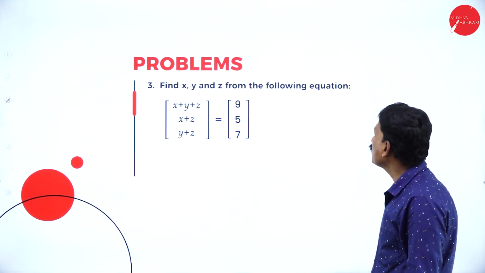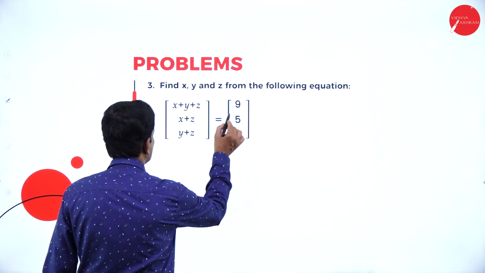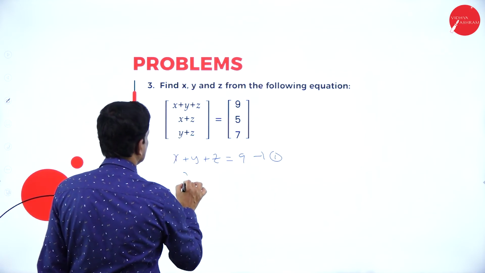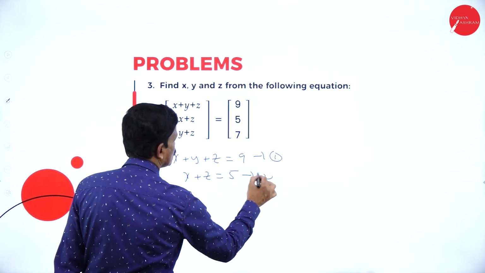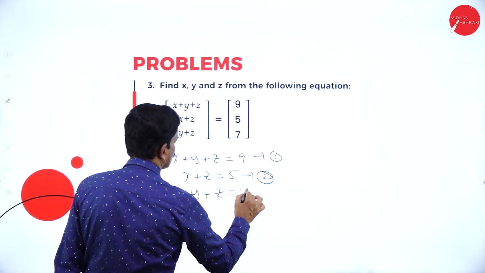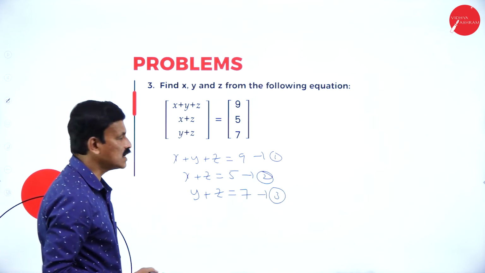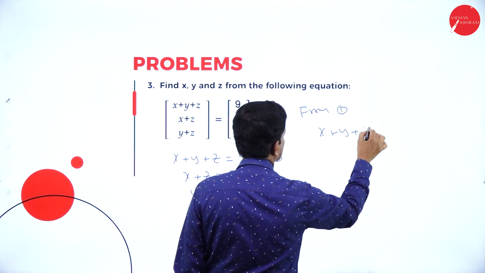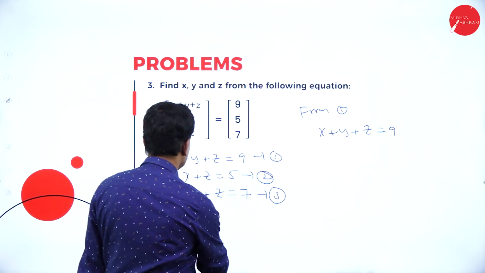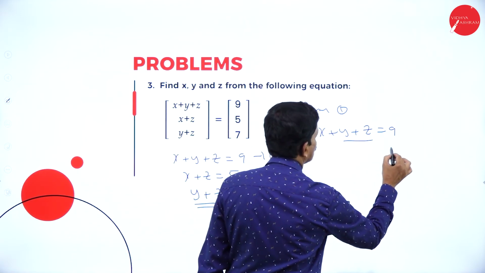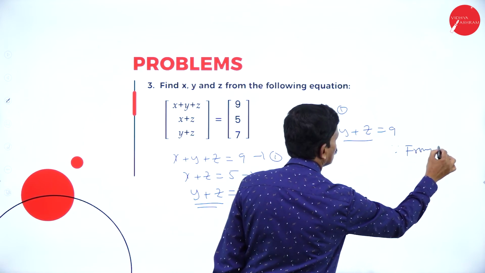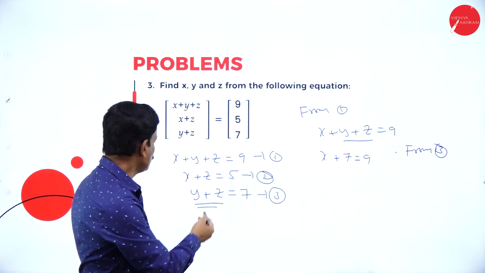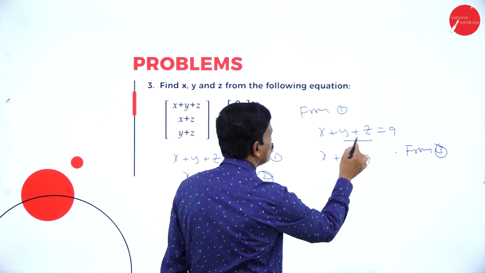Find x, y and z from the following equation. So, again by equality of matrices, we can write x plus y plus z is equal to 9, equation number 1. x plus z is equal to 5, equation number 2. y plus z is equal to 7, equation number 3. Now, take equation 1: x plus y plus z is equal to 9. Just substitute the value of y plus z from equation number 3, y plus z is equal to 7.